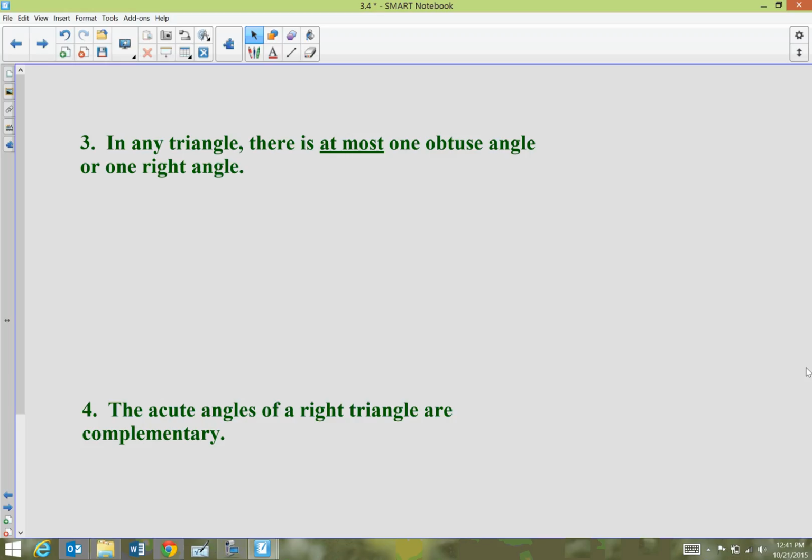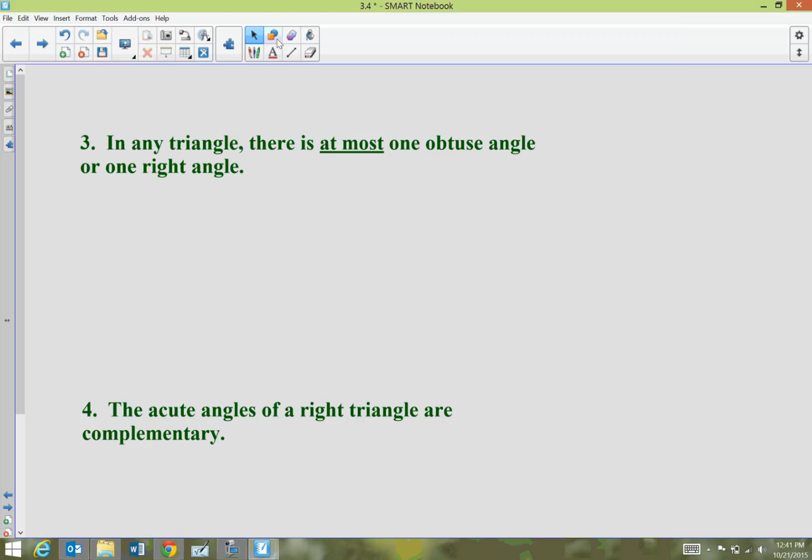The reason we can't have more than one right angle, again, is similar. If we had 2 right angles, then the sum would be 180, and we wouldn't have any angle measure left for the third angle. And the fourth corollary, the acute angles of a right triangle are complementary.